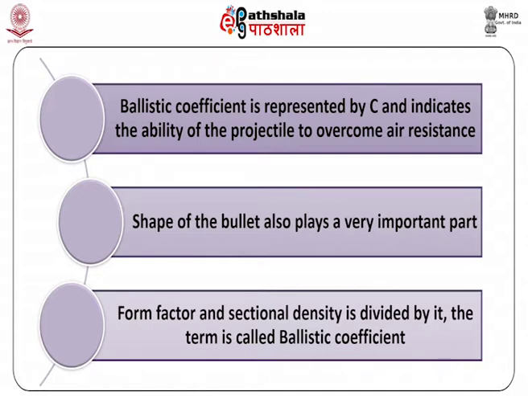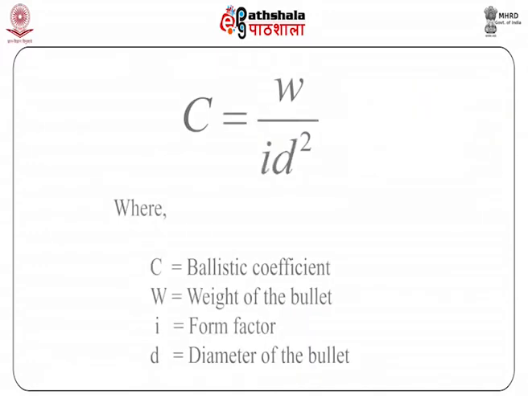The sectional density is not the only factor affecting the retardation, the degree of velocity lost due to the air, of a bullet, as shape of the bullet also plays a very important part. If form factor is taken into consideration and sectional density is divided by it, the term so obtained is called ballistic coefficient, where C is equal to W by I D square, where C is the ballistic coefficient, W is the weight of the bullet, I is the form factor, D is the diameter of the bullet.